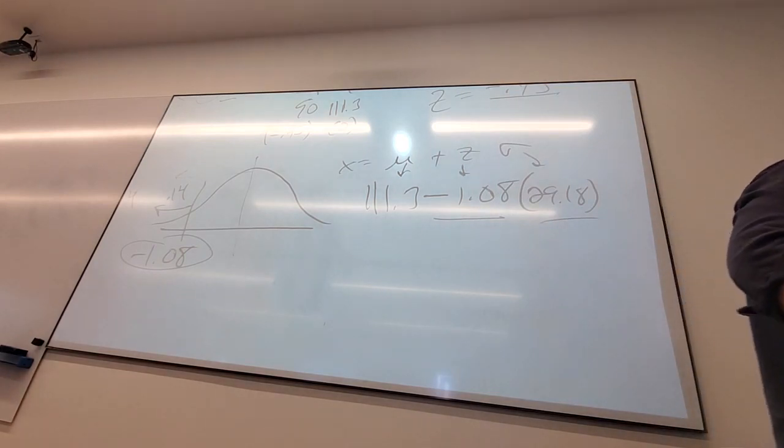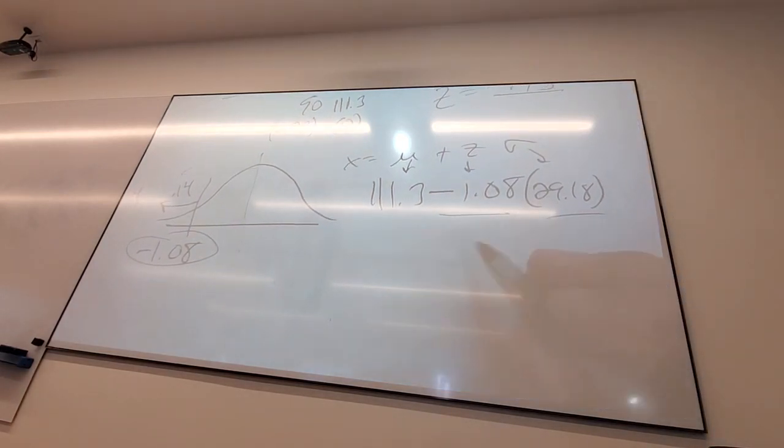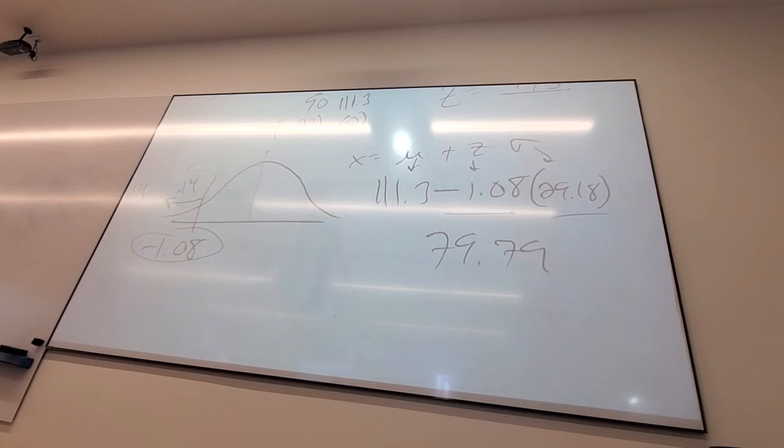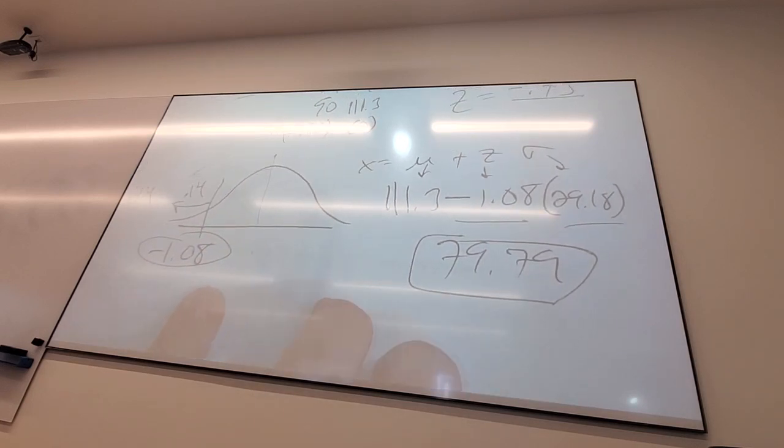So what is that, like 81? 70. What is it, 79? I'm trying to do it in my head. 79.79. Okay. I didn't give any units here, so normally be careful on a problem that has units. You need to put the units down. Yeah? Okay.